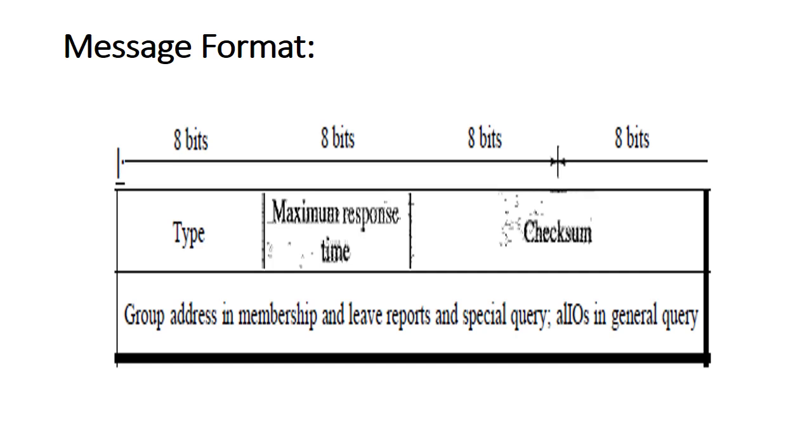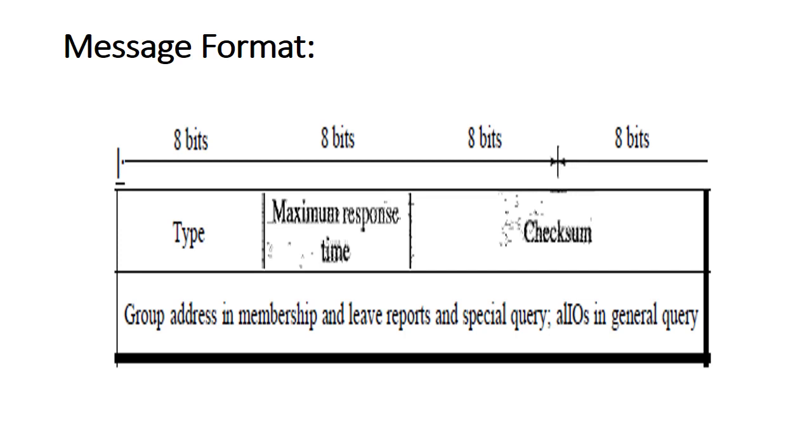The second field is the maximum response time. Maximum response time means, based upon the query, the time interval required to provide the response. It is 8 bits, and the value is represented in tenths of a second. The next field is the checksum. It is a 16-bit field, where we calculate the checksum for the 8-byte message. And the last one is the group address. The value in this field will be 0 for a general query.